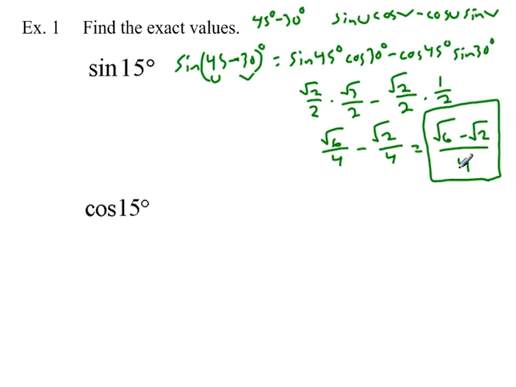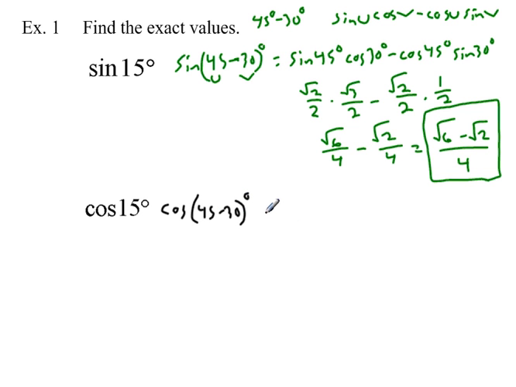And don't even try to simplify what's on the denominator. Keep it as is. We cannot simplify any further. Okay, let's try this next one the same kind of way. So this is going to be the cosine of 45 minus 30 degrees.